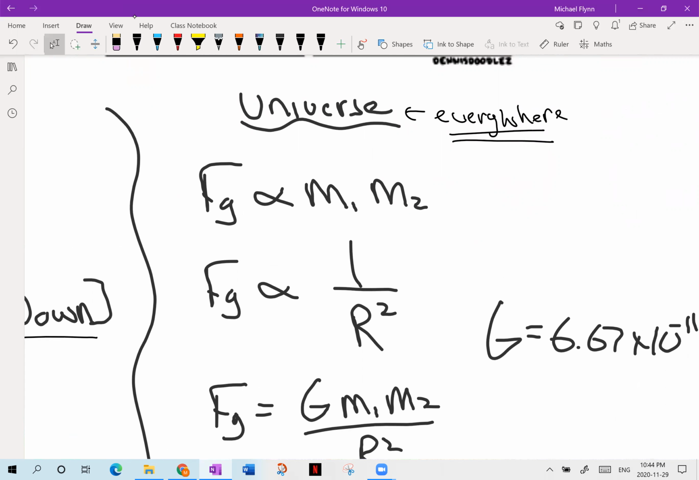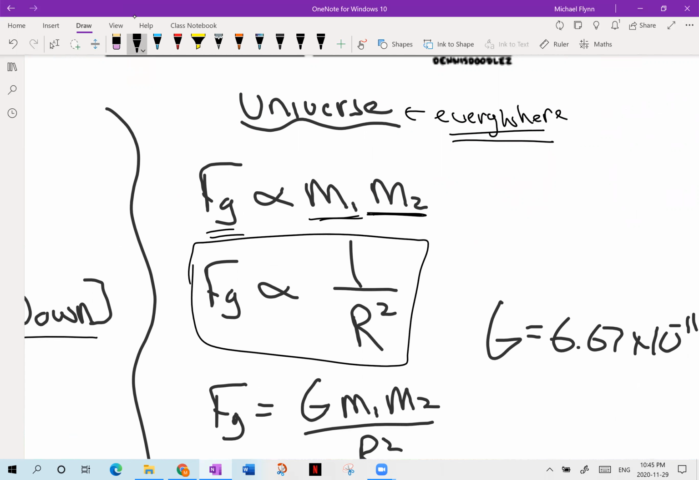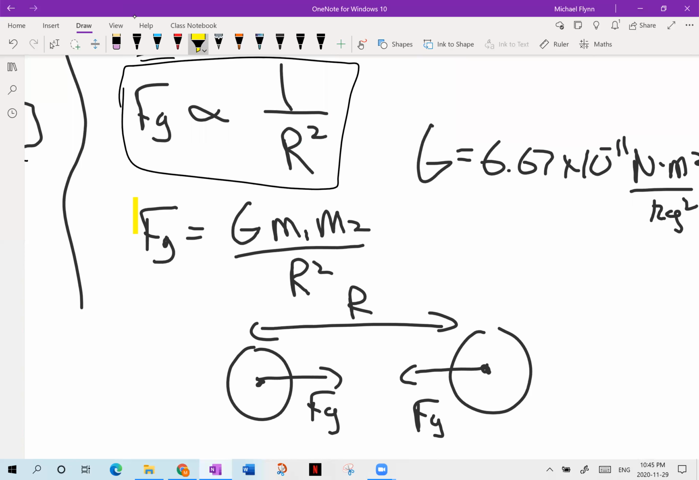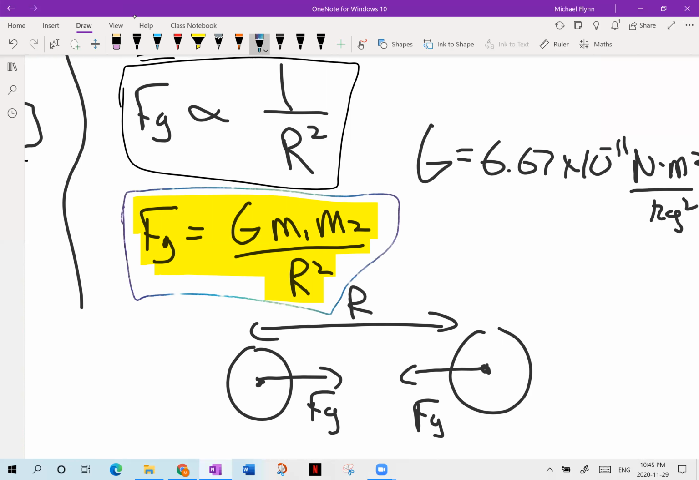So that's what we mean by universal. It works everywhere. We know that the force of gravity is directly proportional to the product of the two masses that are attracting each other, but inversely proportional to the distance between those masses. If we put all of that together, we get Newton's universal law of gravitation, which is this formula right here. I'm going to highlight it in yellow, and I'll also put a rainbow around it because it's pretty. Okay, so here is your universal force of gravitation.